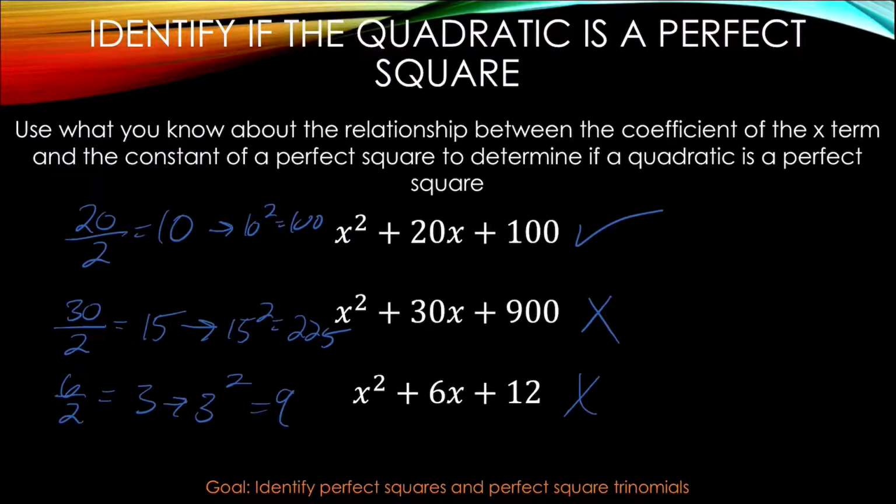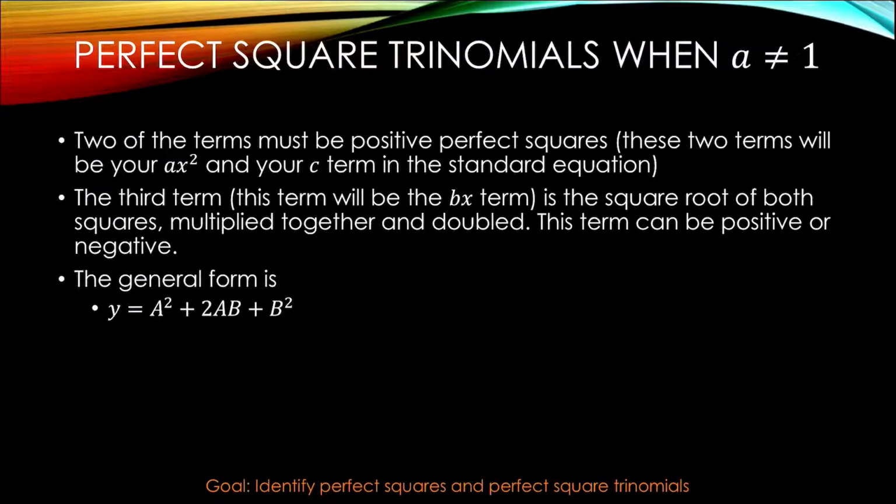So it's very simple. To find that perfect square, you just have to remember to take the coefficient of the x term, divide it by 2, and that will be how you find your perfect square constant. Okay. Perfect square trinomials when a does not equal 1. So this is when I have a number in front of the x squared term.